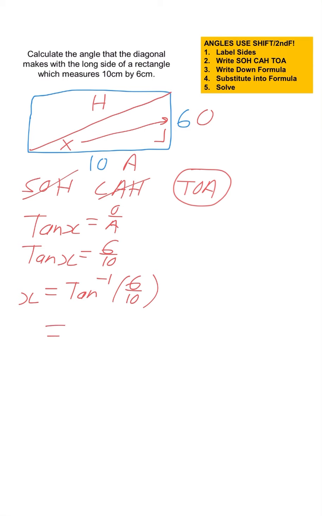So then we're pressing second function or shift, tan 6 over 10, and that's going to be 30.96 and 37. So I tell you what, we'll round this to 2 decimal places, so it'll be 30.96 degrees.